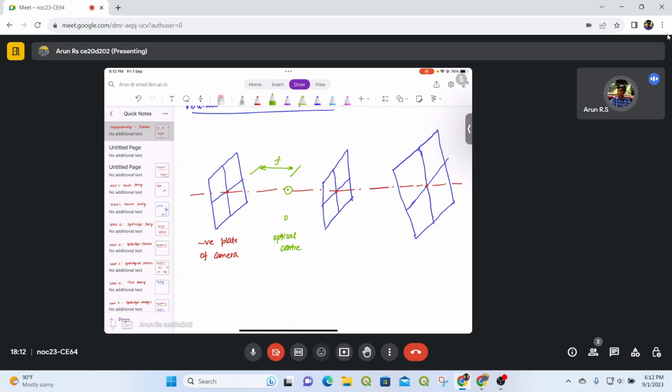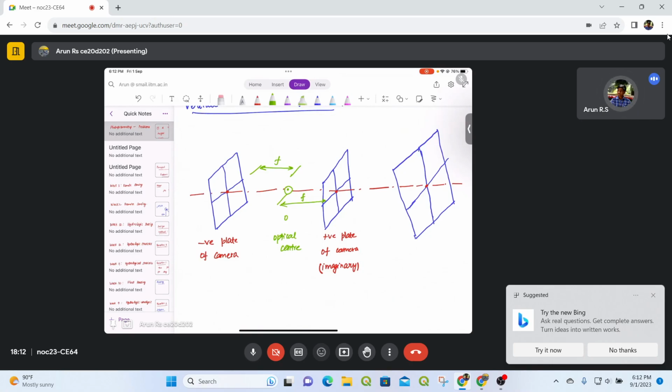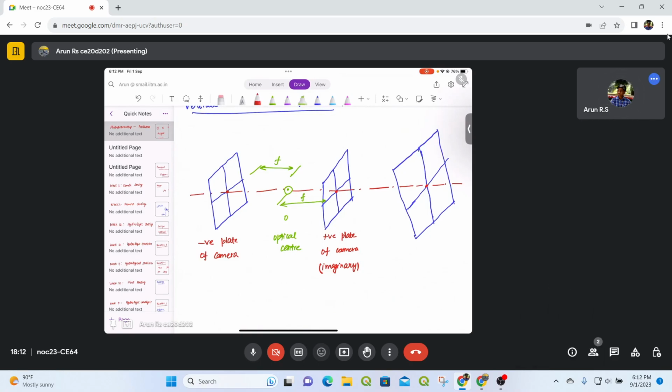And since this is the negative plate, imagine that you have the same kind of a plate in front of the camera, which is on the right side of the optical center. So we can name that as the positive plate. This is imaginary, and this is also located at the same distance from the central point, same distance, focal length f. And the point which you are seeing, that red color point, that is the principal point.